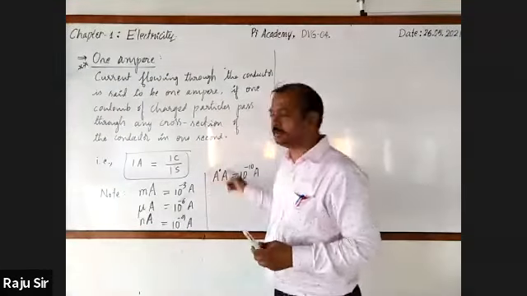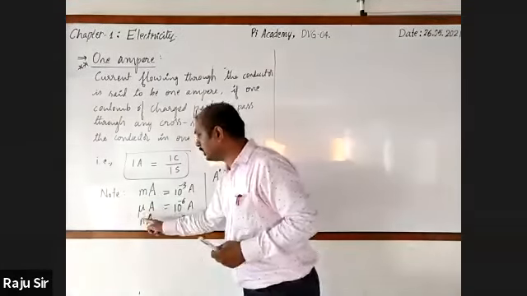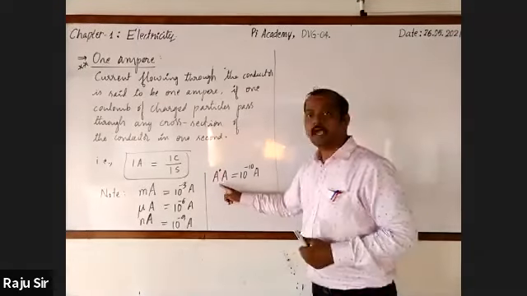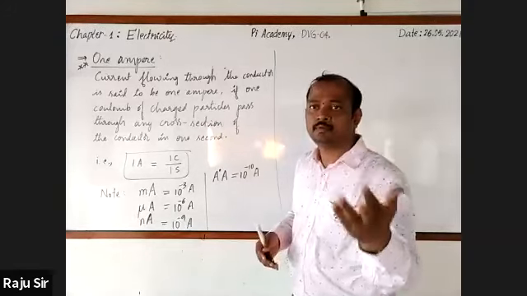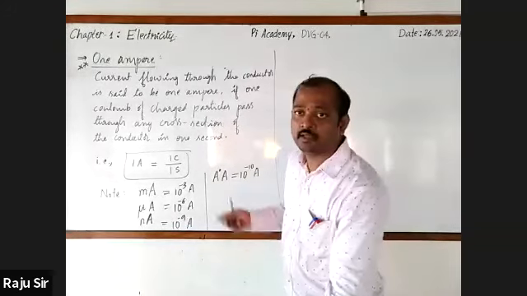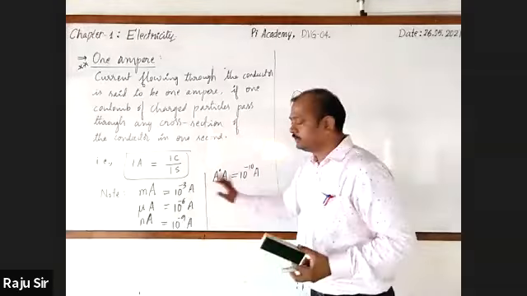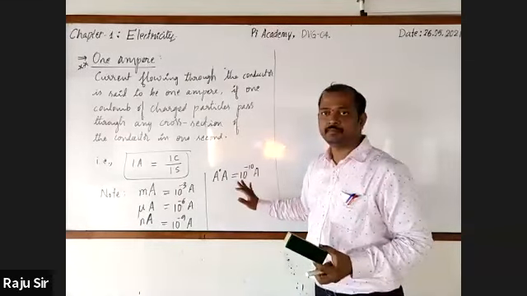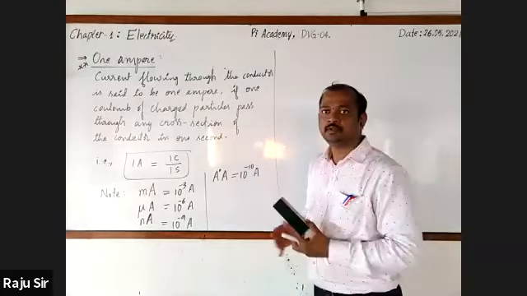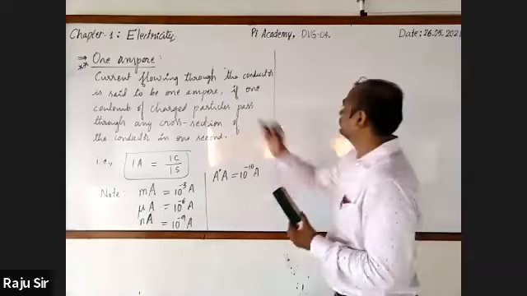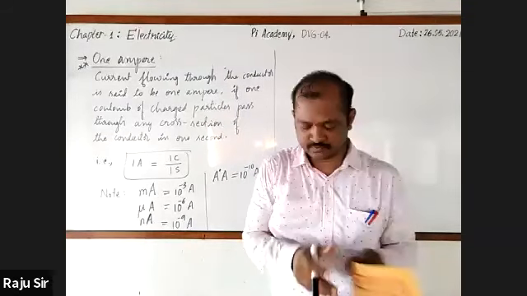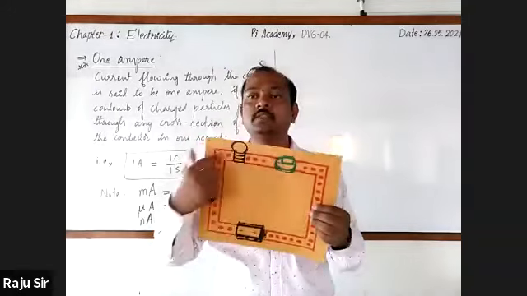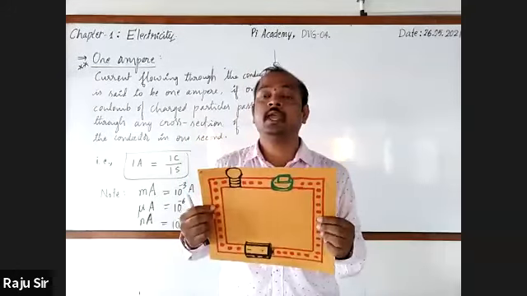Please do remember these prefixes. Milli, micro, nano, angstrom. Still some others are there, like pico, femto, tera. Only these four must be remembered. Got it? Okay. Dear students, if some amount of electric current is flowing in the circuit, it can be measured.